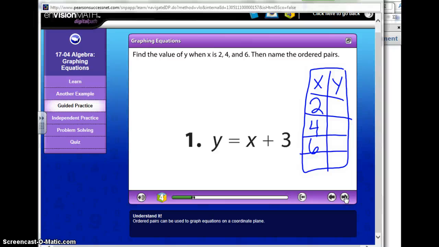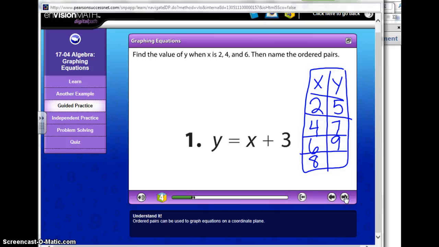I want you to take this 2 and put it in place of the x. Aiden, I want you to put a 4 in place of the x. What would the y become? I would like you, Emma, to put a 6 in place of the x. What would the y become? Let's do one more. Let's do 8.